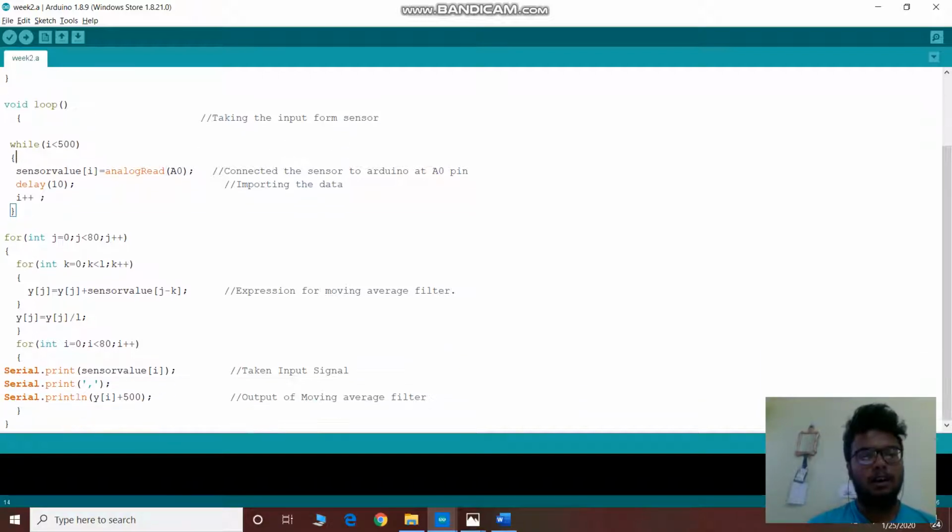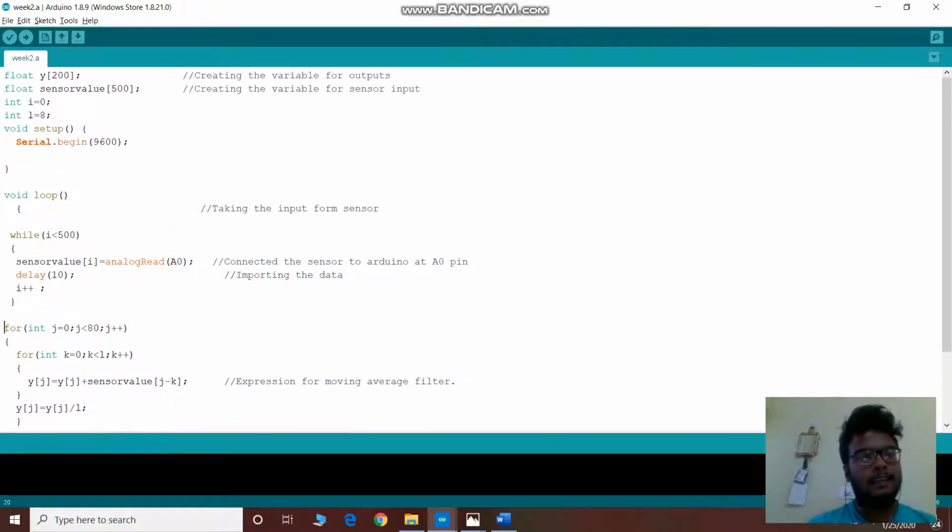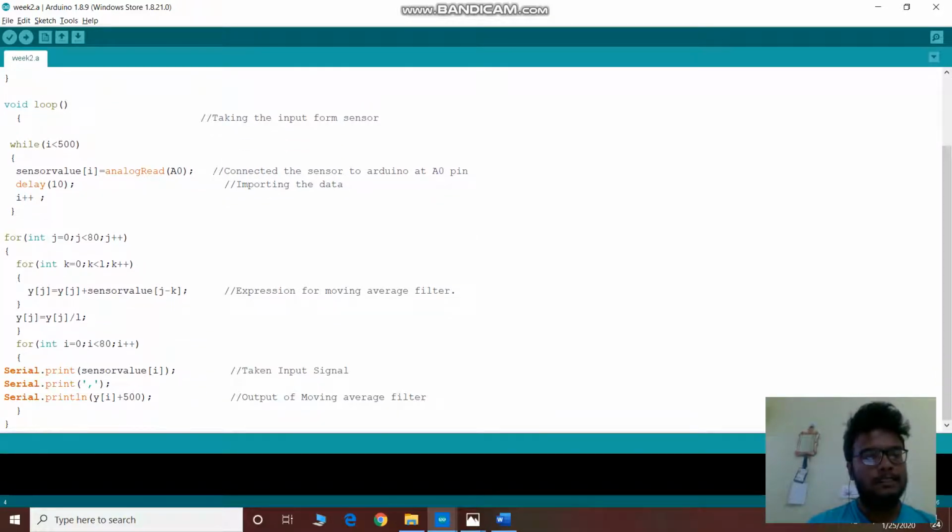Now we have to perform the operation on it. For this, last week we already discussed this moving average filter code. We created two for loops, and inside the first for loop we are using y of j is equal to y of j plus sensor value of j minus k. Like I already said, it is calculating the sum of the k values before each and every point. It is calculating the sum of this length L values, and here the length is equal to 8. So it will calculate the sum of those previous 8 values, and dividing by 8 will give us the average. So at each and every instant we'll get the average, and then we'll print this output.